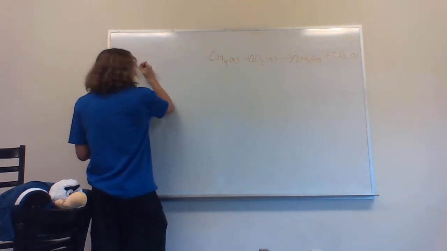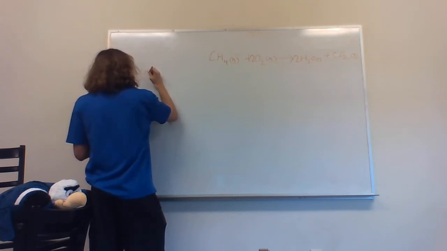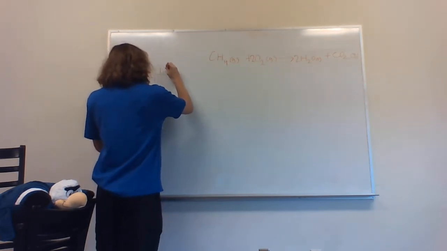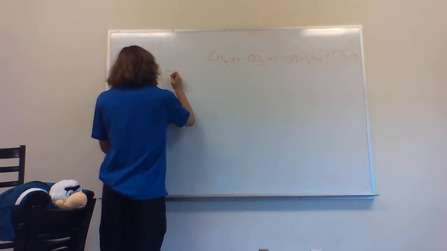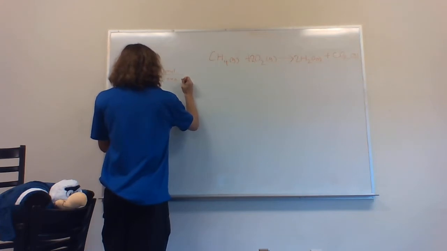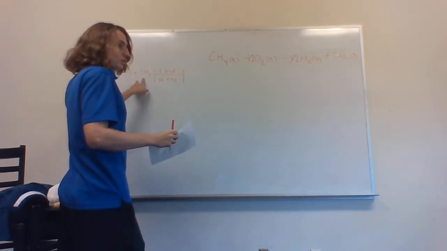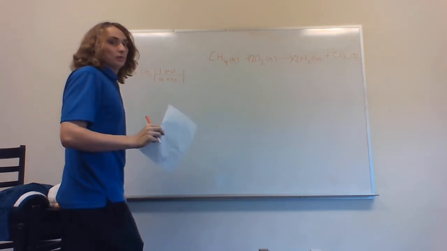Oh man, I don't know how to write this. 48 grams methane, and per 1 mole of methane is 16.04 grams of methane as well. Because 1 carbon is 12.01, hydrogen is basically 1, so 12 plus 4 is 16.